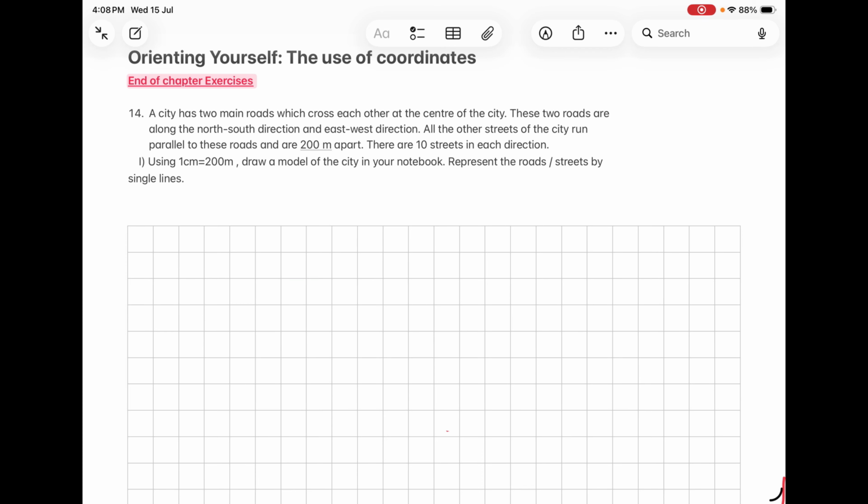Question number 14 is: a city has two main roads which cross each other at the center of the city. These two roads are along the north-south direction and east-west direction. All the other streets of the city run parallel to these roads and are 200 meters apart. There are 10 streets in each direction. The first question is: using 1 centimeter equals 200 meters, draw a model of the city in your notebook. Represent the roads or streets by single lines.